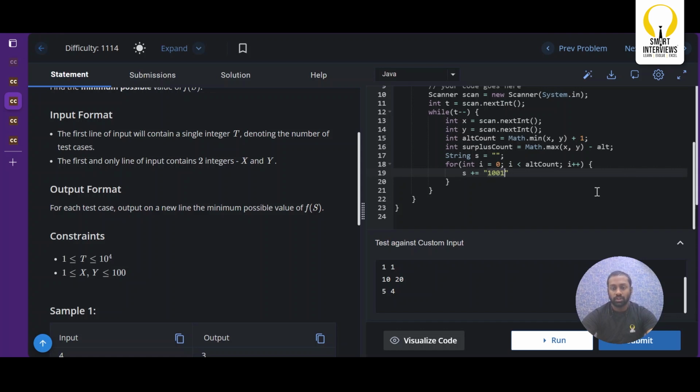You can do it 0110 as well, not an issue, because this is nothing but an alternating pair. And this is for alt count times, which means math.min of x comma y plus 1 times. Well, this plus 1 has to be whatever the last 01 or 10 is, so let's exclude it here. And finally I can do simply 01, because here I'm taking 01 as the start, so 01 has to be appended at last as well.